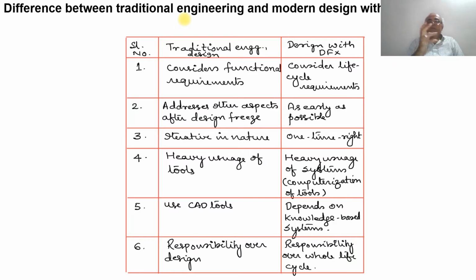In the fourth one, there is heavy usage of tools in traditional engineering, but here we use heavy usage of systems, because in design for X we are considering design for manufacturing, design for assembly and all those things. So we need the computerization of tools. That means you are using CNC and all those heavy tools. Point number 5, it depends on knowledge-based systems. And point number 6, responsibility over the whole life cycle. That means in traditional engineering it is the responsibility over the design, but here the responsibility lies with them for the entire cycle.